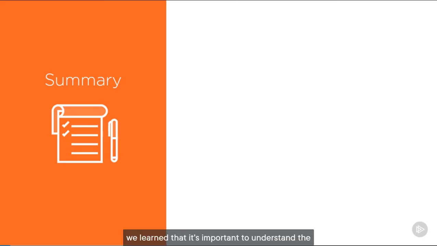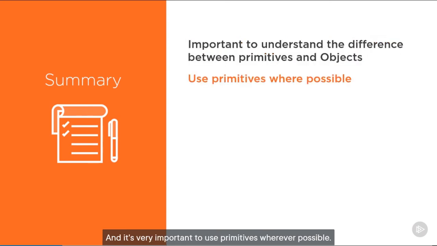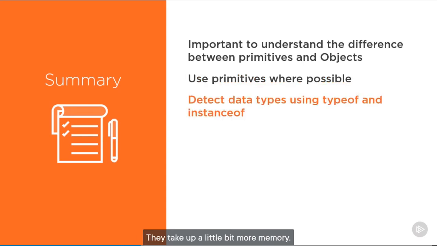In this module, we learned that it's important to understand the difference between primitives and objects. There is a difference between those two, and it's very important to use primitives wherever possible. So use those first, and then go to objects if you need them. Remember, objects are slower to access. They take up a little bit more memory.